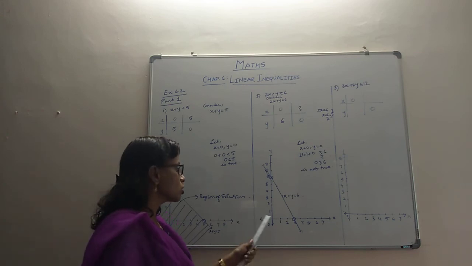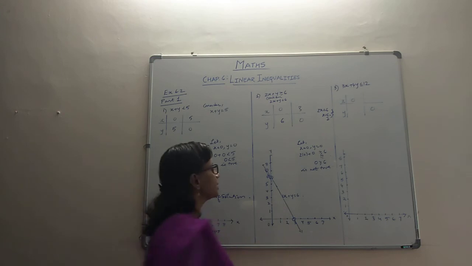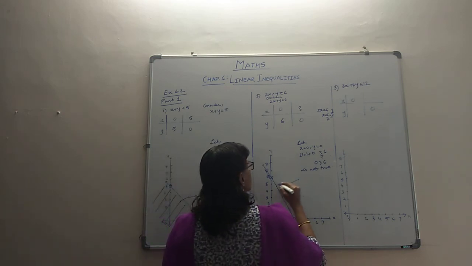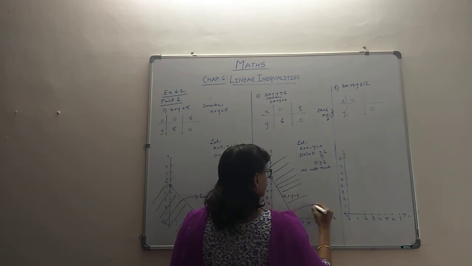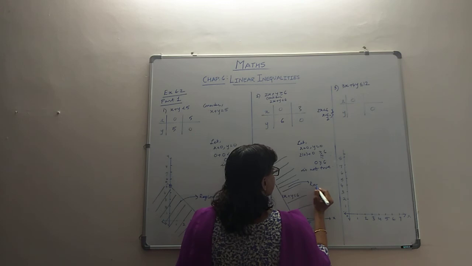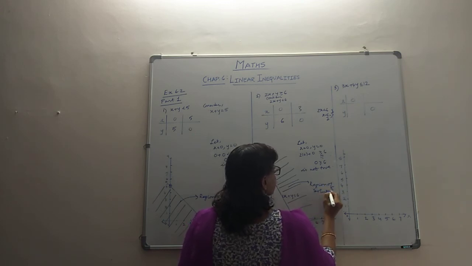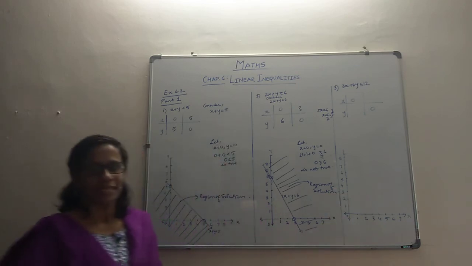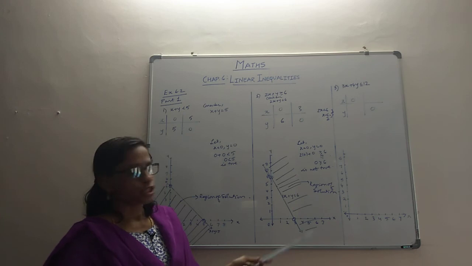So when it is not true, the region where the origin is lying is not the solution. The other region will be the region of solution. So this part is the region of solution. This is how we get across doing it. That's our problem number 2.